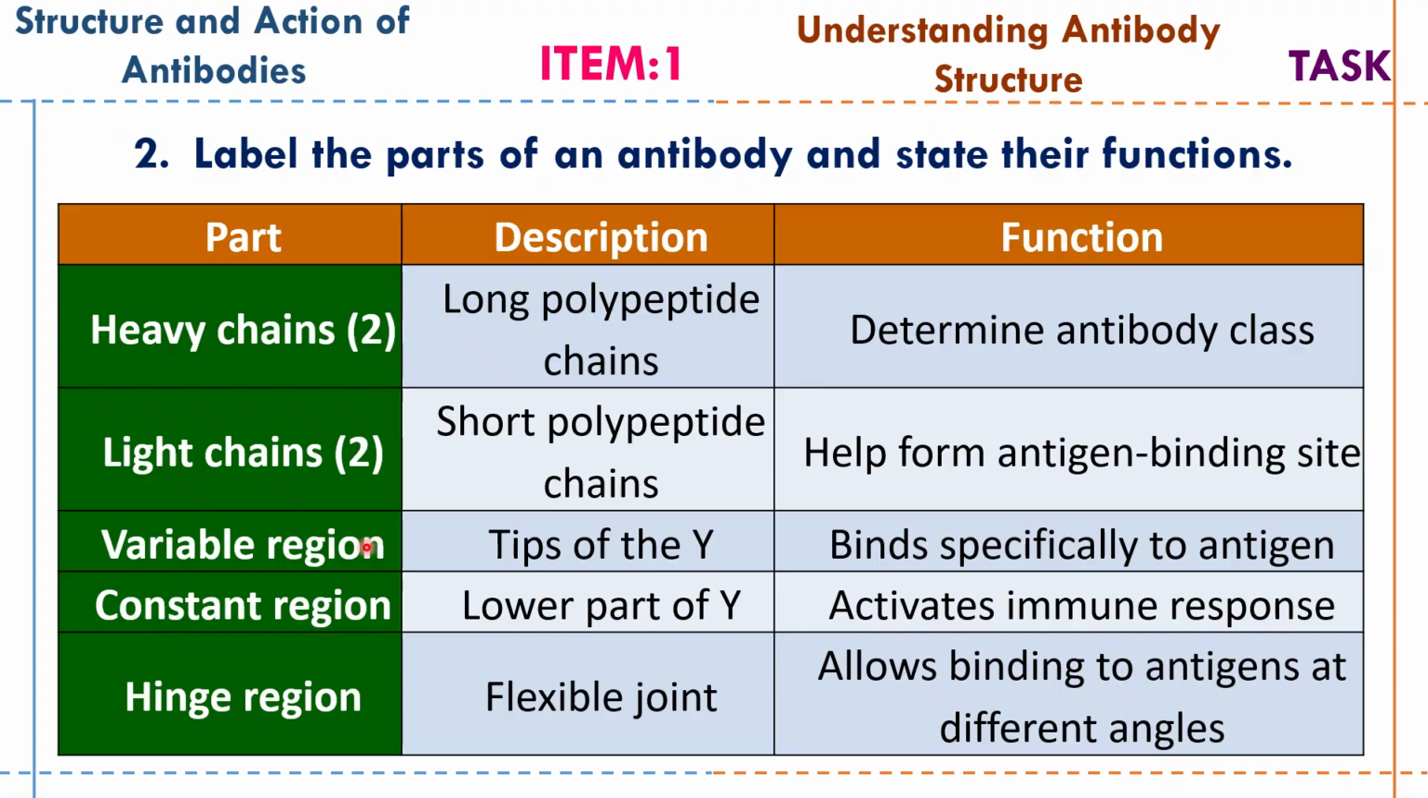Variable region, the tips of the Y. This binds specifically to antigen. Constant region, the lower part of Y, activates immune response. Hinge region, this is a flexible joint, allows binding to antigens at different angles.